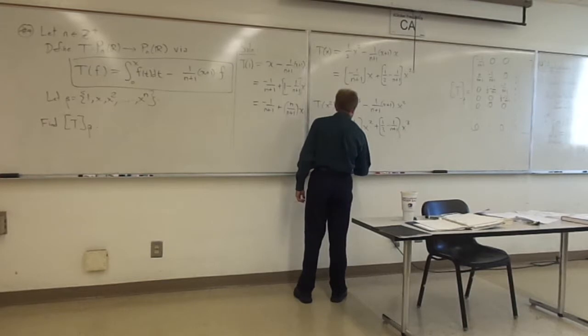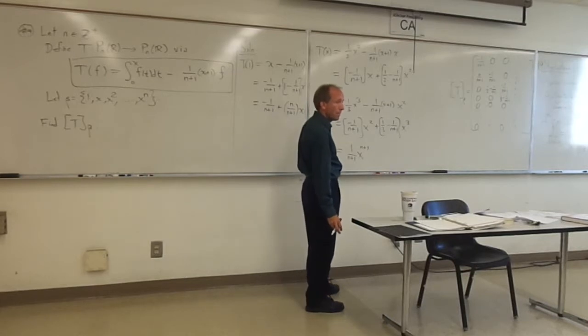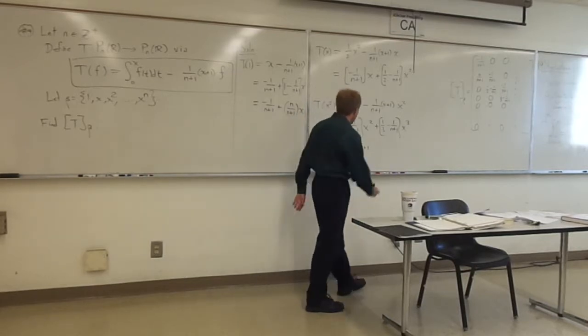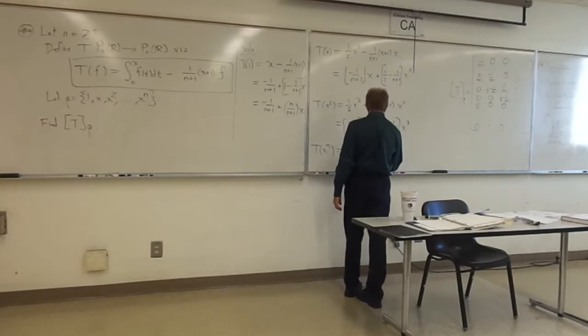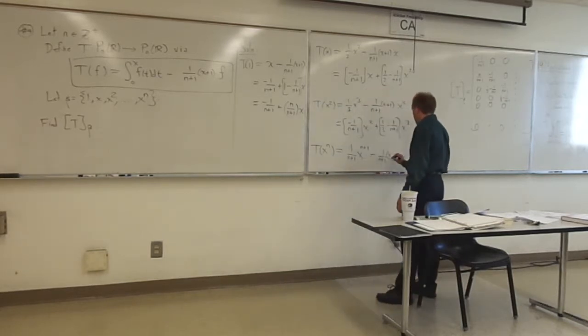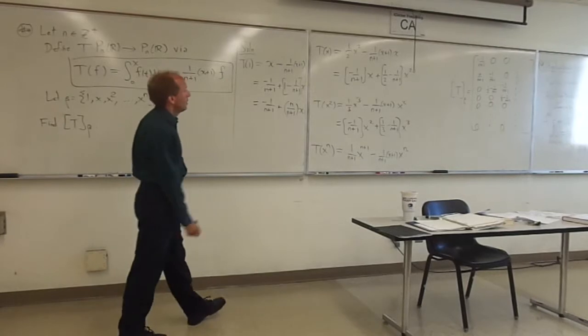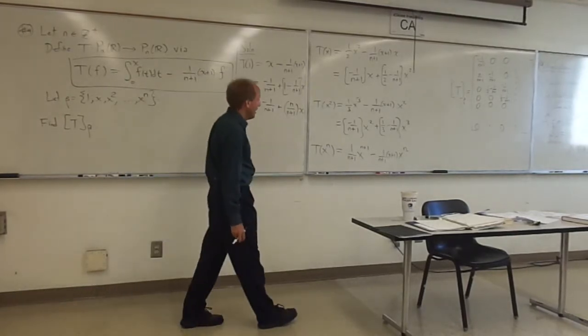One over n plus 1 times x to the n plus 1, right? Just anti-differentiate that. Okay, and then minus 1 over n plus 1 times x plus 1 times x to the n, right? What happens with that when you simplify it?